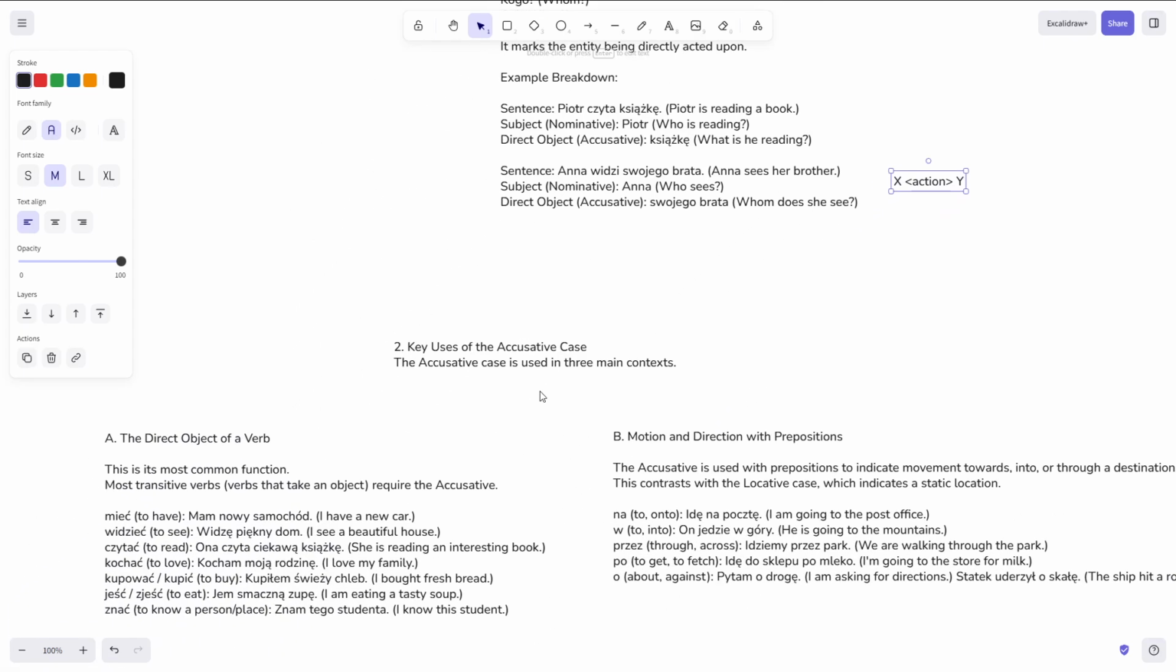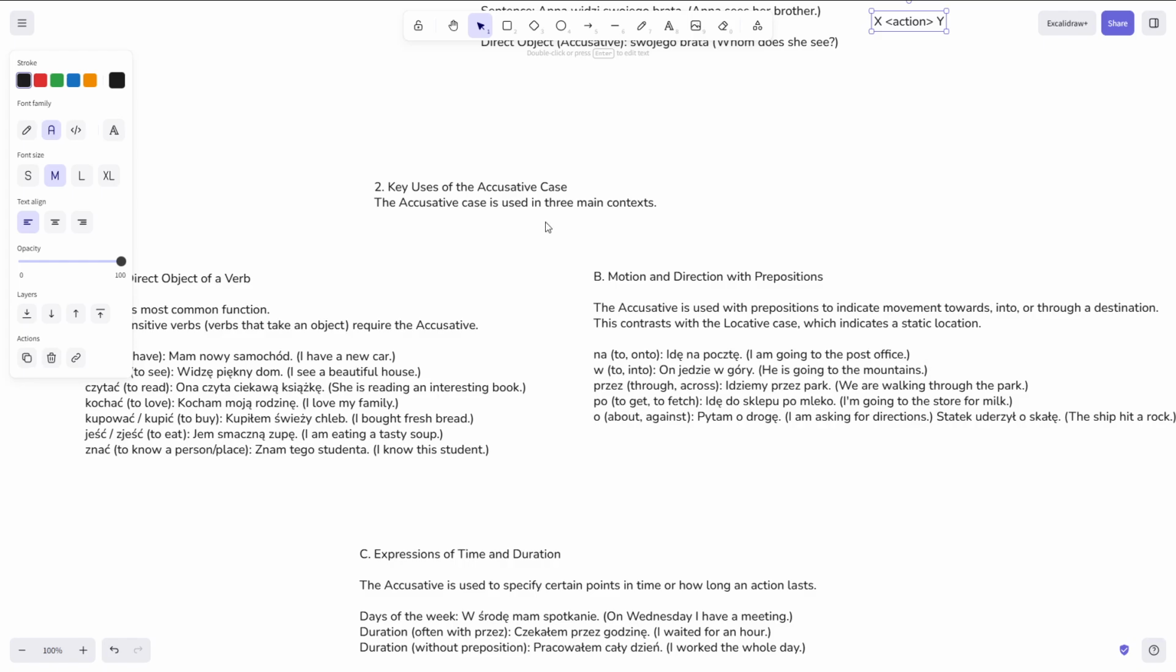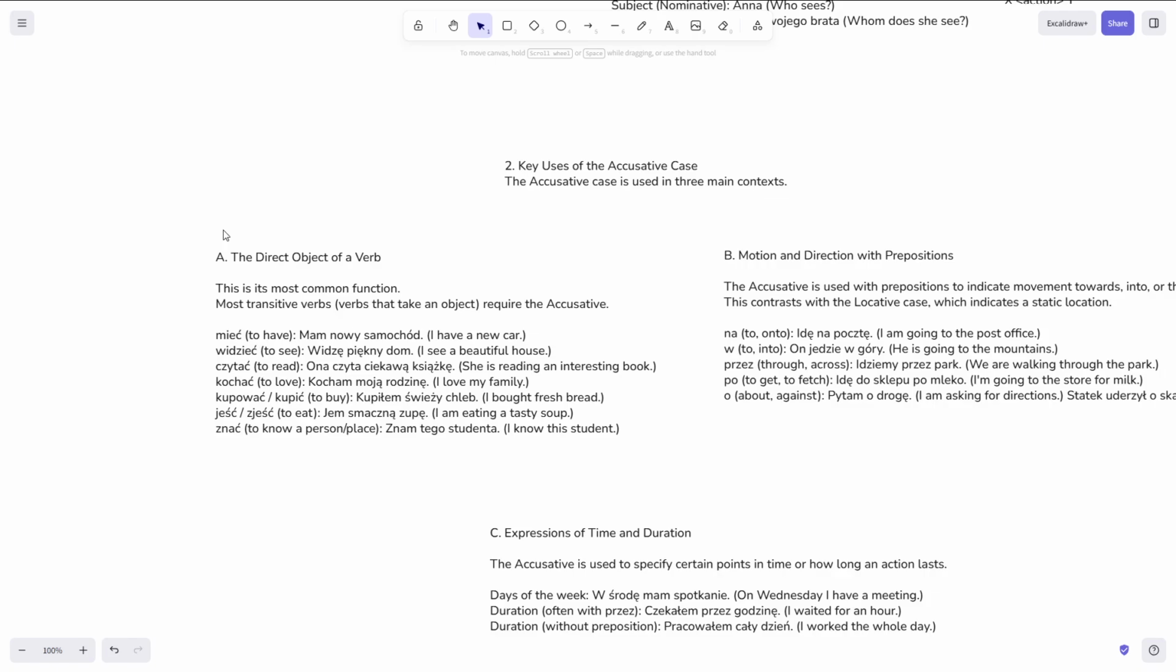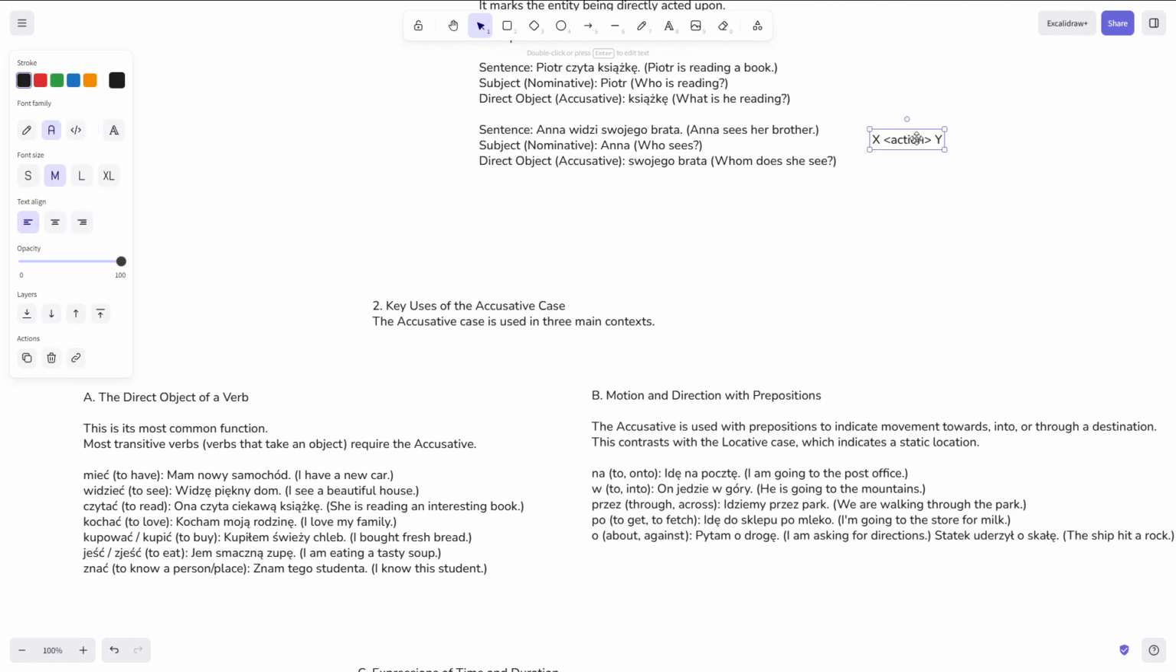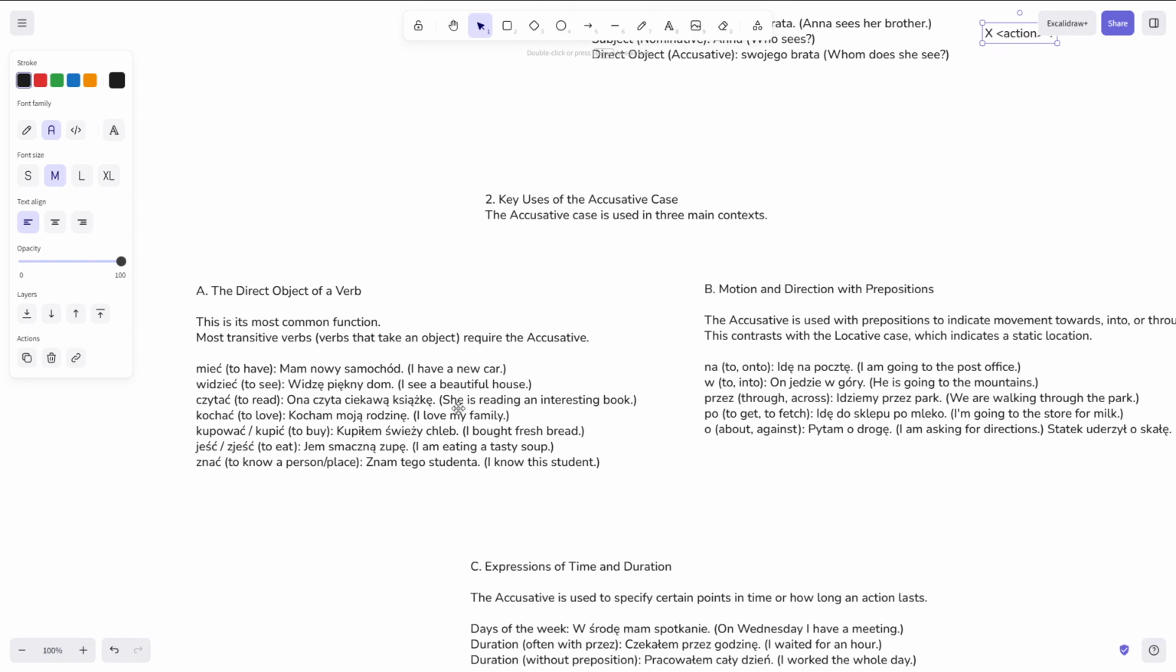So key uses of the accusative case. And there are three main contexts. So first of all, the thing that we have already discussed, the direct object of a verb, the most common function, and most transitive verbs, meaning the verbs that take an object, require the accusative. So for example, to have. Well, usually you use the verb to have to indicate that someone has something. Okay? It uses the same formula in that particular case, okay? It is someone has something, okay? So X action Y. So it is pretty clear.